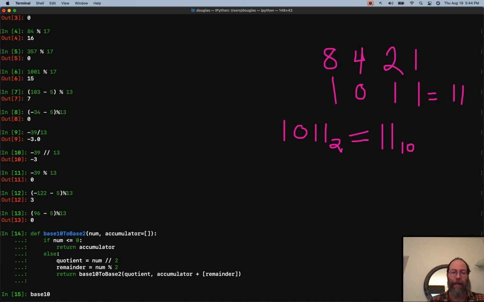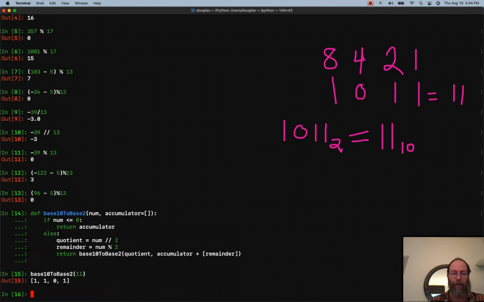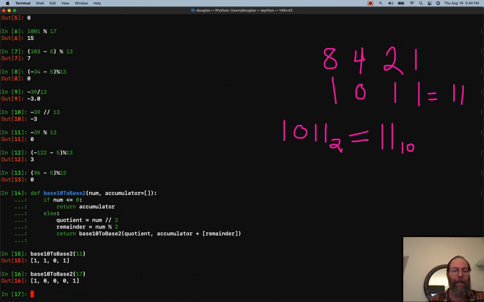Okay, so base 10 to base 2 of 11 is equal to 1101. Base 10 to base 2 of 17 is equal to 10001. Let's see if that's true.